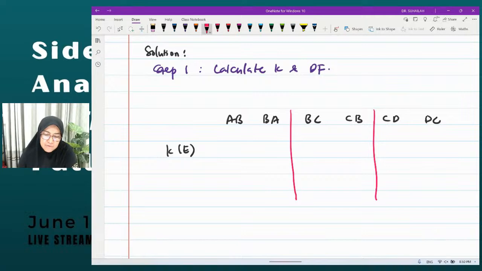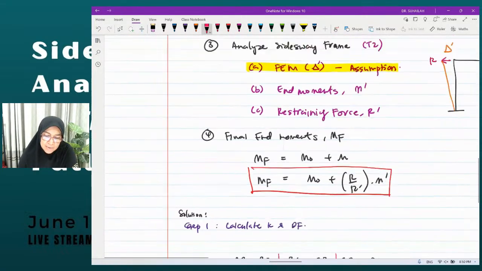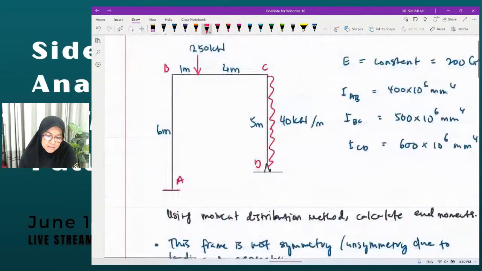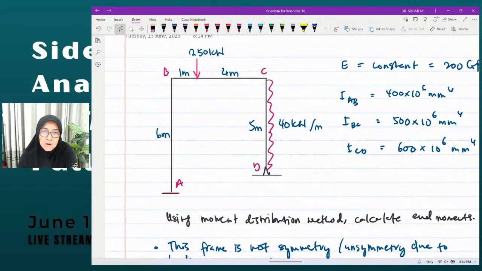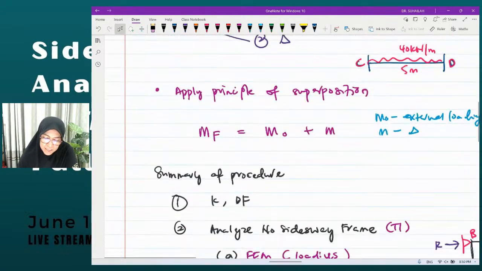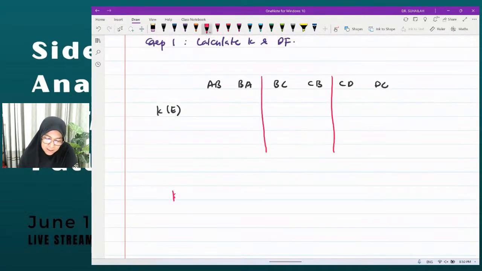Okay, K for member AB. Look at the diagram. AB is far end fixed, so we use 4EI over L. K is 4EI over L. Okay, for AB, it is 4E.